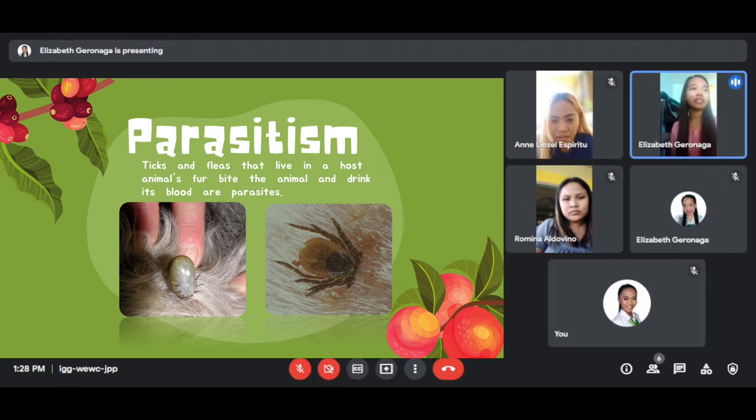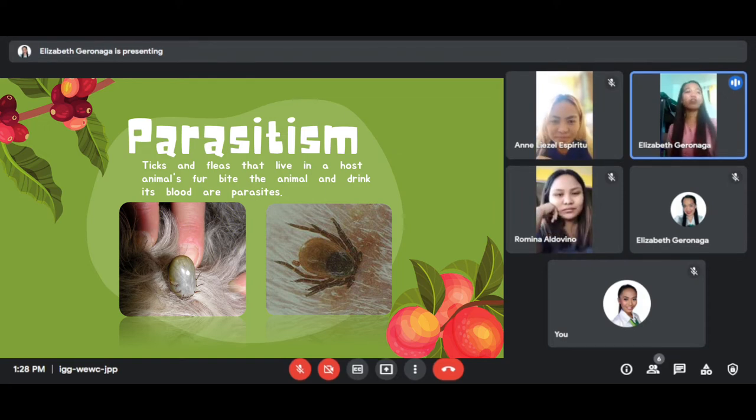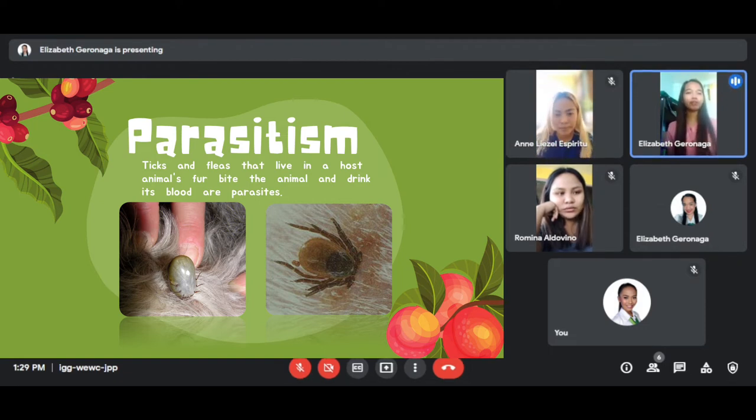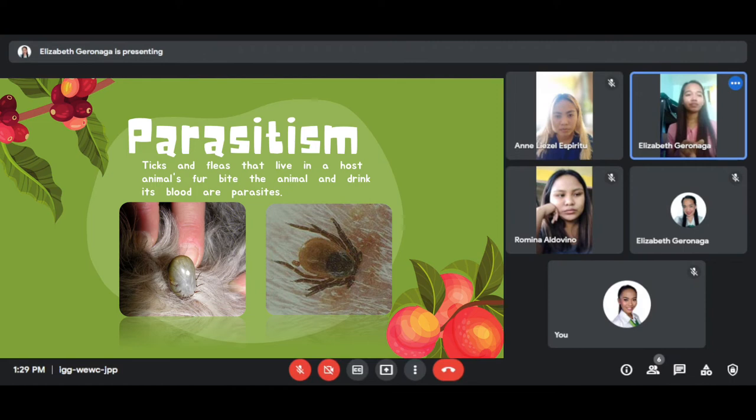These are the ticks and fleas that live in a host animal's fur, bite the animal and drink its blood; they are parasites. So we commonly see this kind of organism in our pets, dogs. They are called parasites, and the organism that is being harmed is the host. They are parasites because they depend on the host for food, while the other is being harmed.